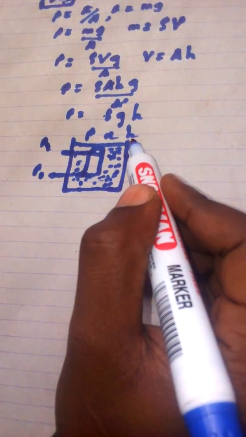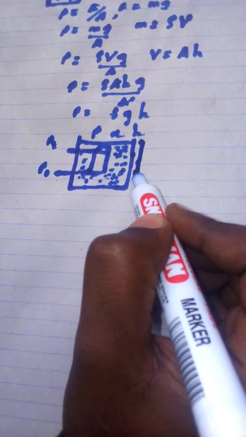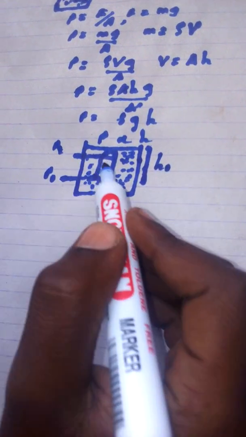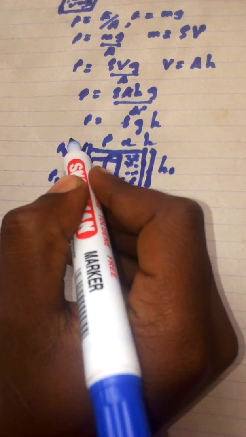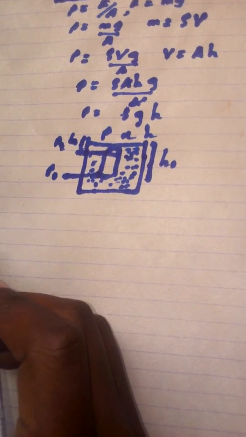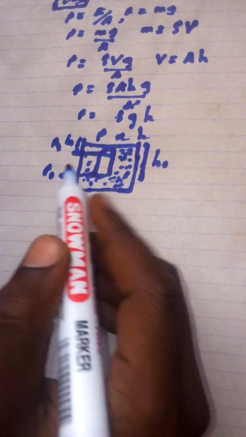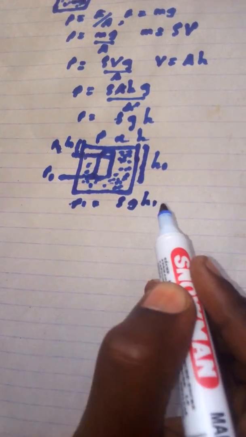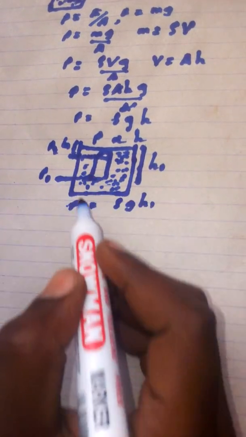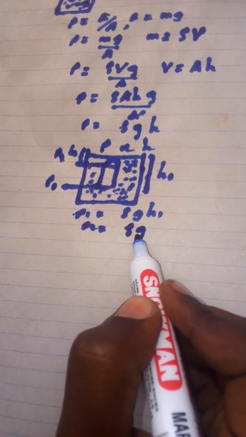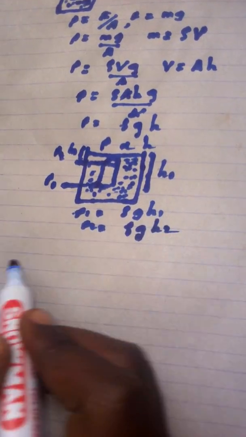This is pressure 2, and this is pressure 1, which may be at a certain height from the level of the water. Let's say it is at height H1. And this point P2 is at height H2 from the surface level of the liquid. So now we can calculate the pressure at P1 by taking density times gravitational force times the height H1. The pressure at P2 can be obtained the same way, taking density times gravitational force times the height H2.